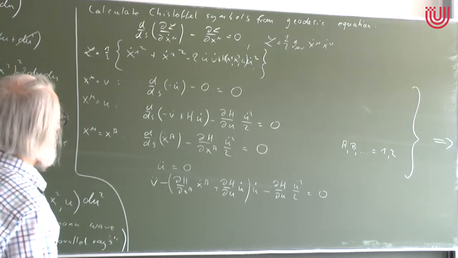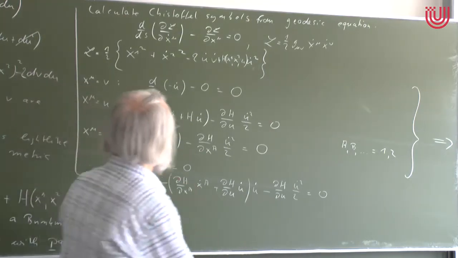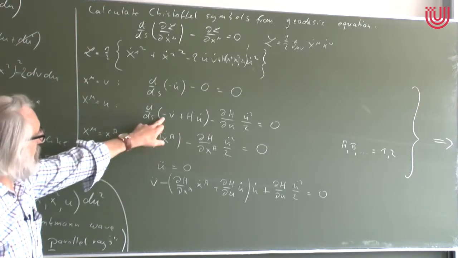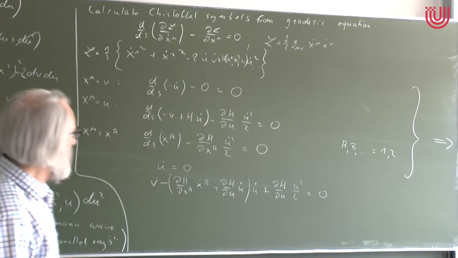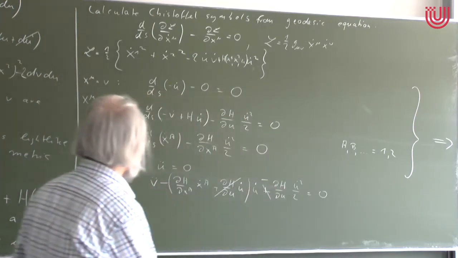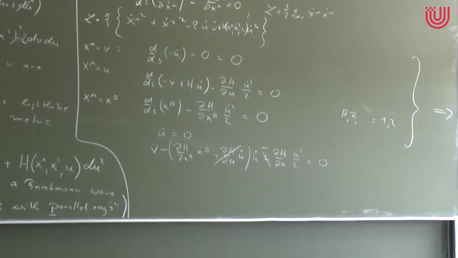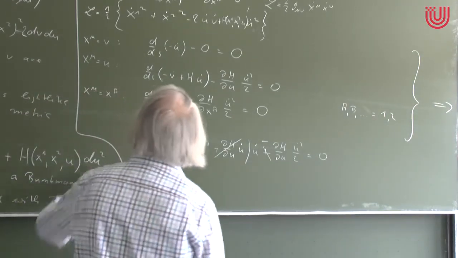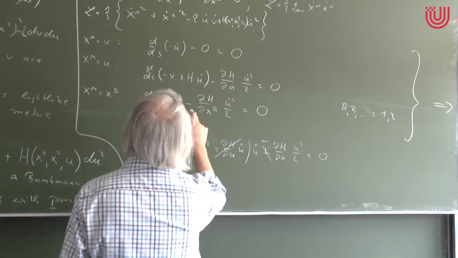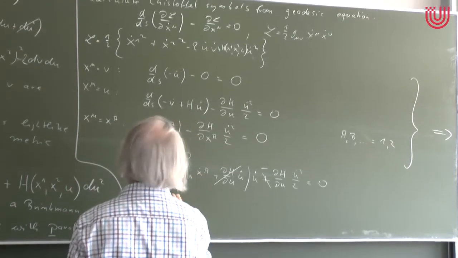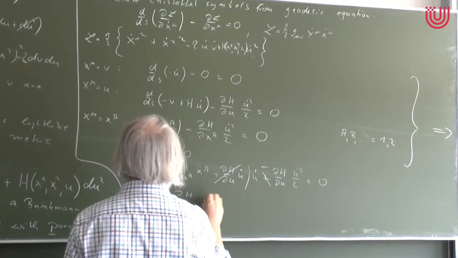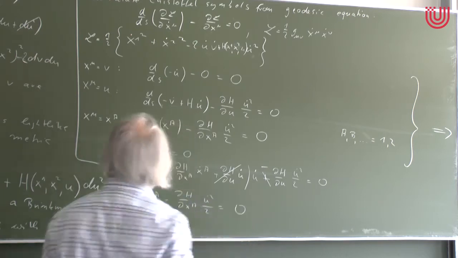So this gives, are the signs correct? Let me see. No, I have taken this to the other side, and this becomes a plus, right? I began with v double dot with a plus sign, so I took everything to the other side. And then this term here gives a minus sign here. That looks good. And the last one is xa double dot is, that's what is written there. dh by dxa u dot squared half is 0.